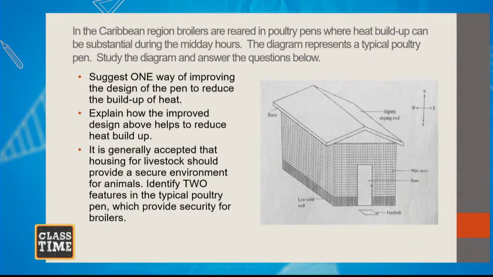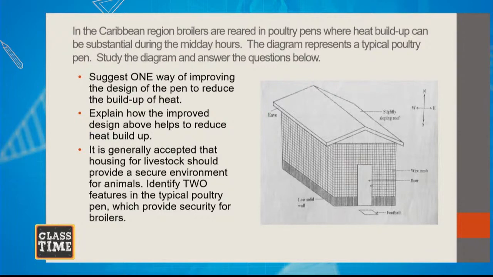In the Caribbean region, broilers are reared in poultry pens where heat buildup can be substantial during the midday hours. The diagram represents a typical poultry pen. Study the diagram and answer the questions below. Let us study the diagram, students. Looking at the diagram, we are seeing now the orientation of the house. And I know you can tell me the orientation. Is it east to west or is it north to south? Yes, it is north to south.